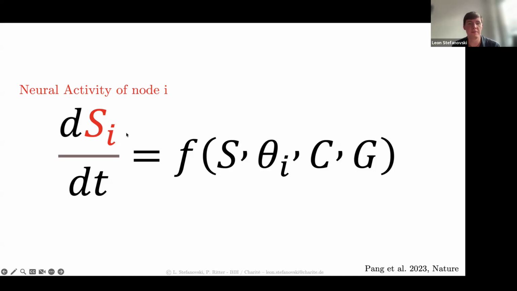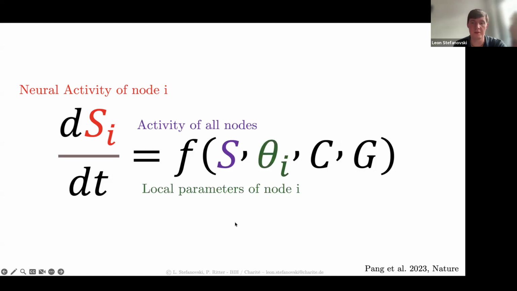The activity of one particular node is a function of the activity of all other nodes, of the local parameters in the model of this node, of the connectivity and of the global coupling, usually a linear scaling factor for how strong the effect of the connectivity actually is. And then you can also add stimulation, and you can add noise, which comes as an addition to this term. But in general, these are the things that go inside the brain simulation.